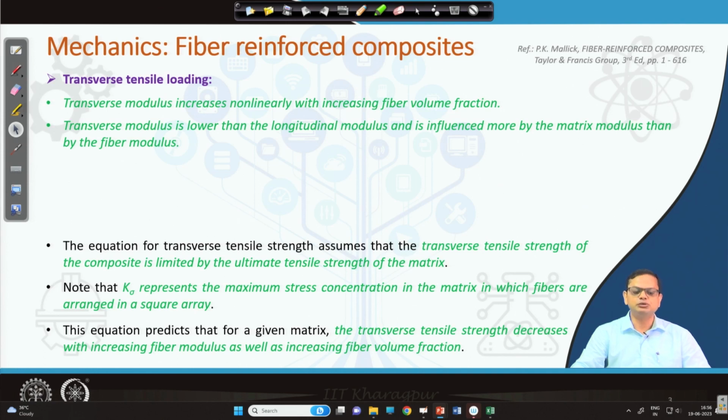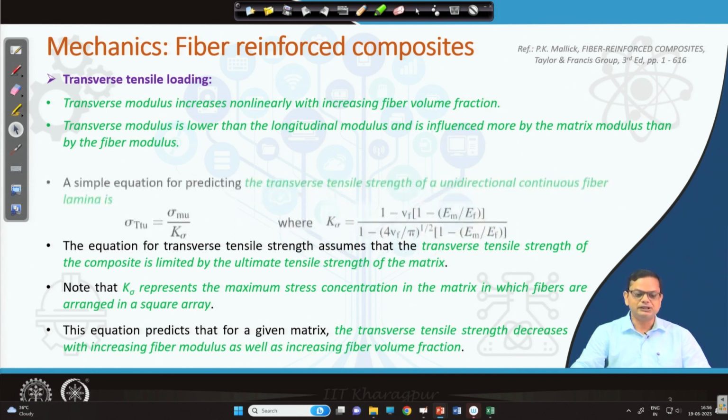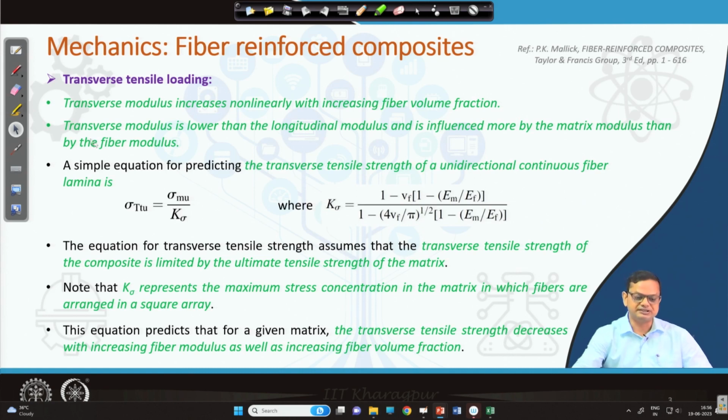I mentioned this particular equation, sigma TTU, where sigma TTU is the transverse stress experienced by the composite material, the maximum value of transverse stress, and that we can get from this equation, sigma mu over K sigma. And K sigma we calculate from this particular equation, where the fiber arrangement has been considered in a matrix as a square array.